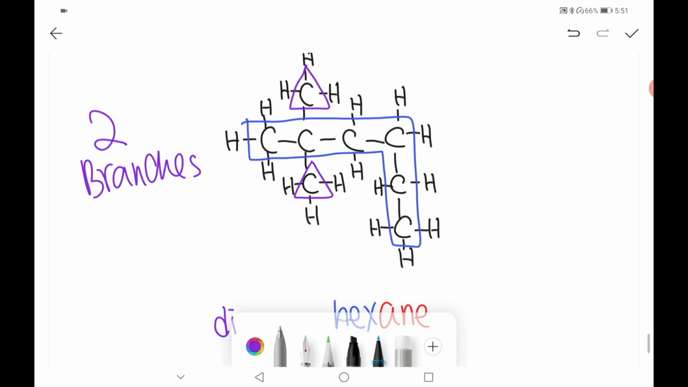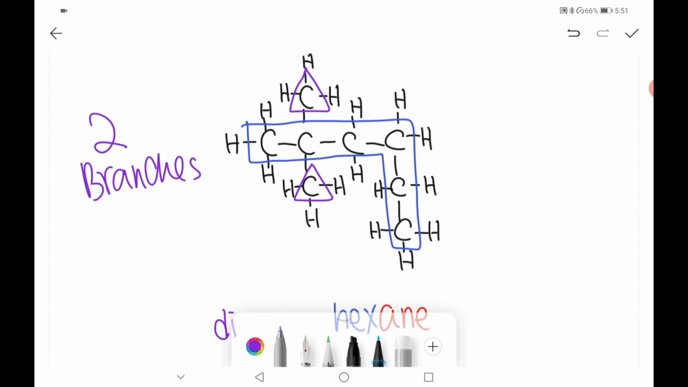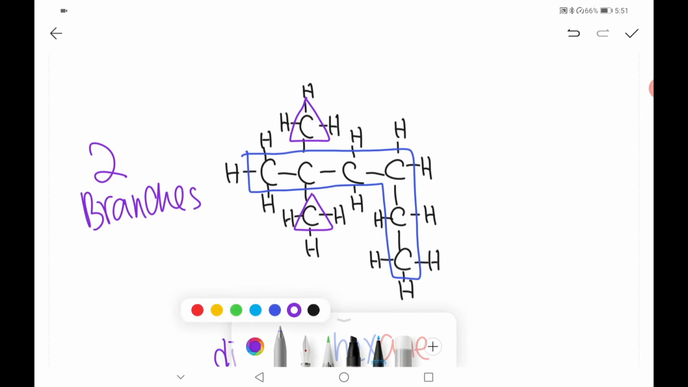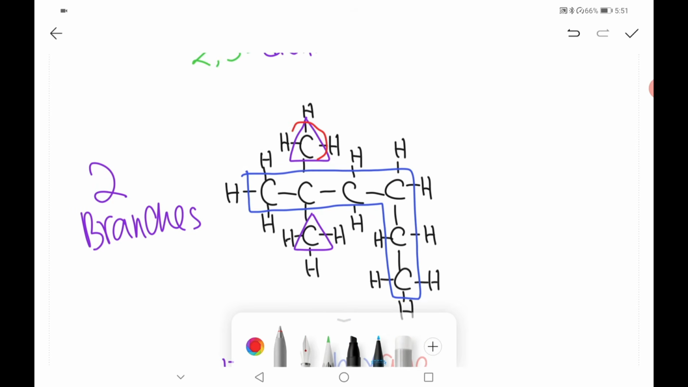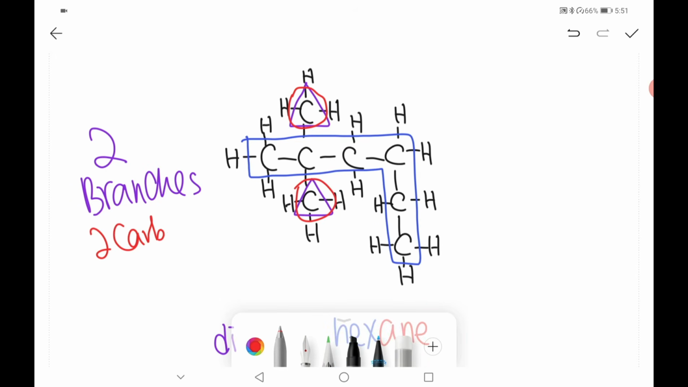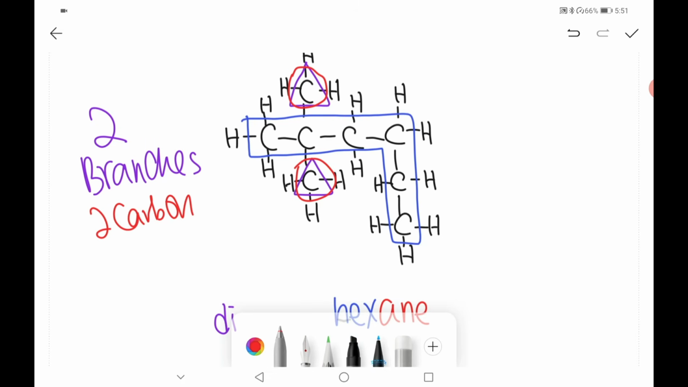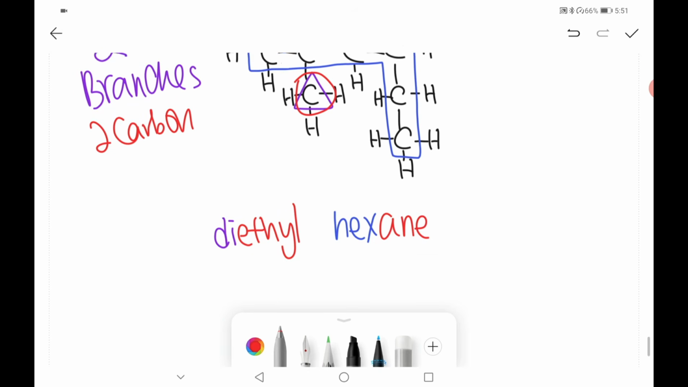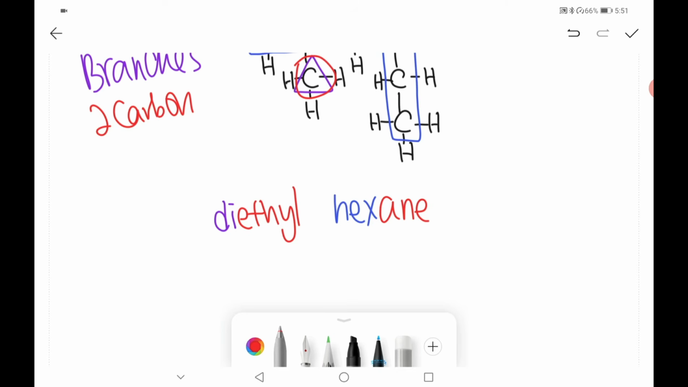Okay. So now, how to name the branch. This is where a lot of students make mistakes. Many students will see, oh, the branch here, this one has 1 carbon, this one has 1 carbon, so we have total 2 carbon. So 2 carbon, they put eth, and carbon branch, they add yl, diethyl. This is what a lot of students do. This is wrong.